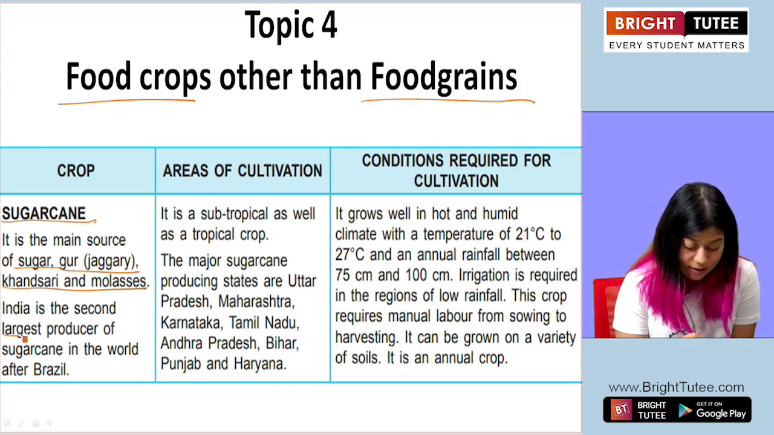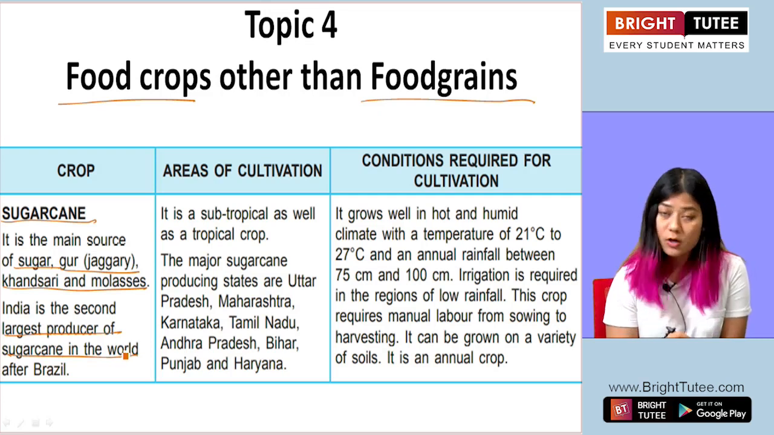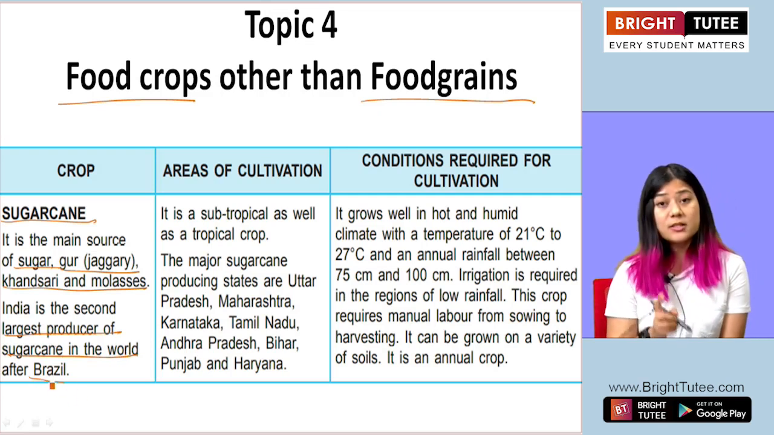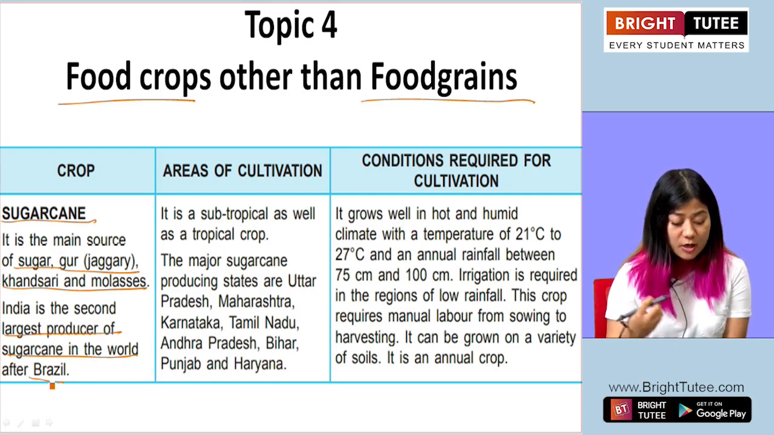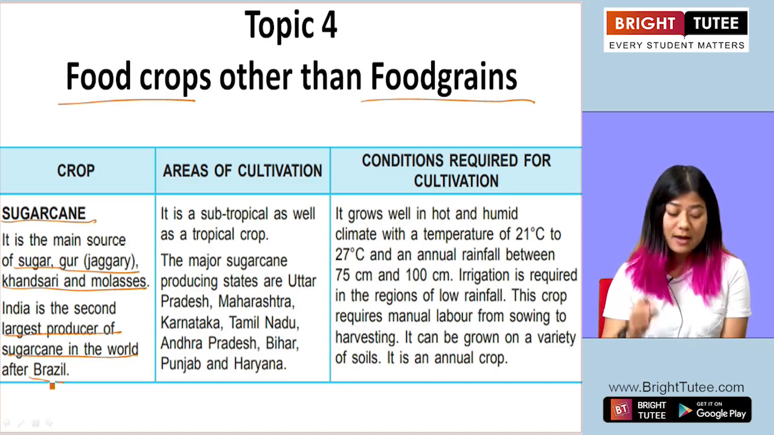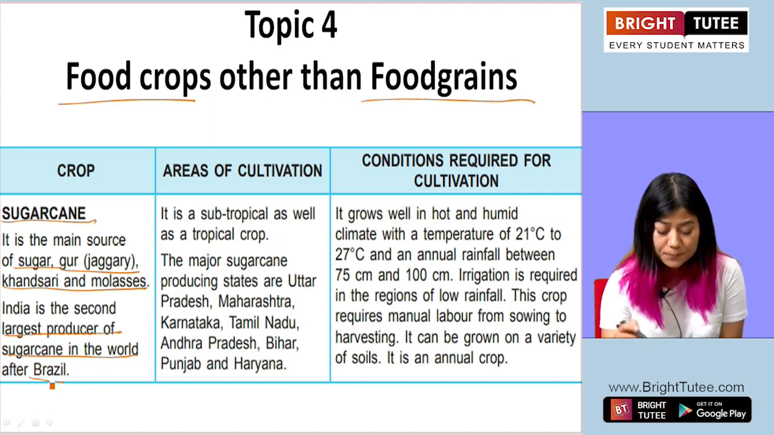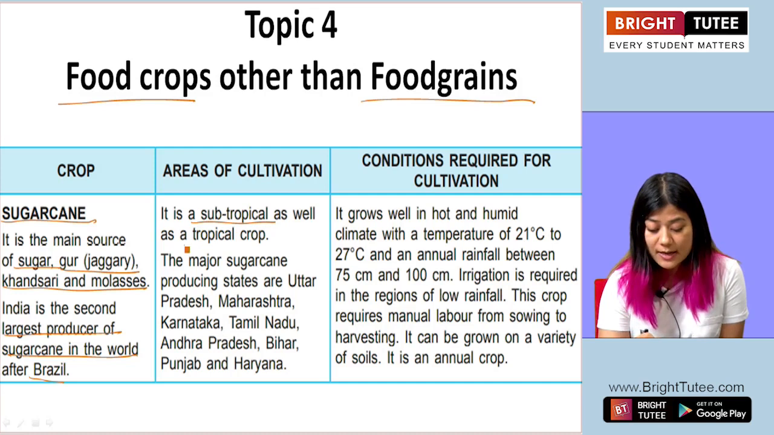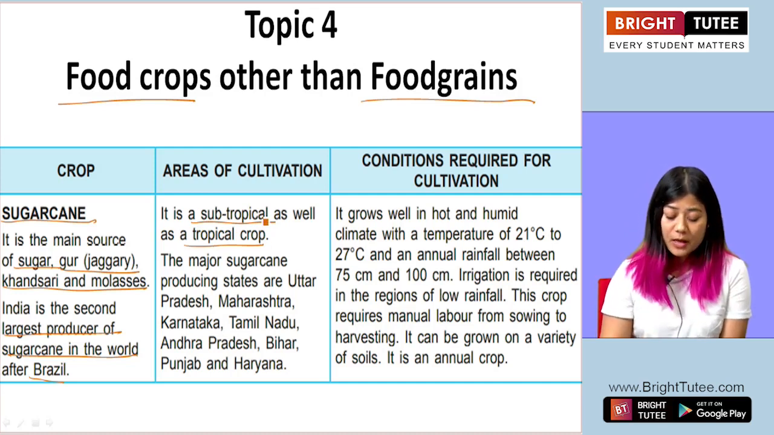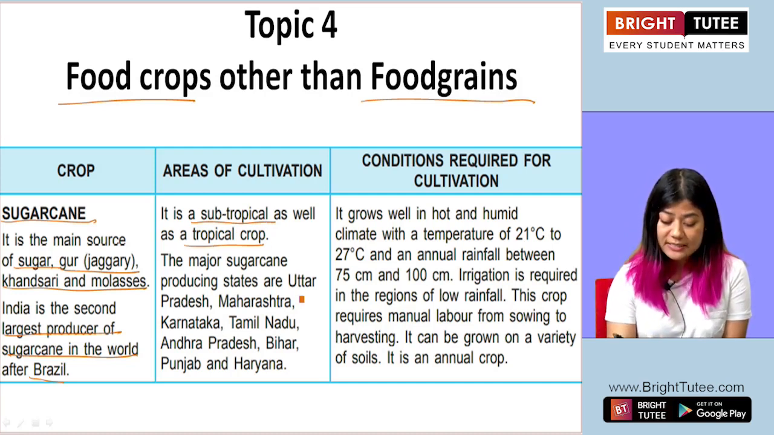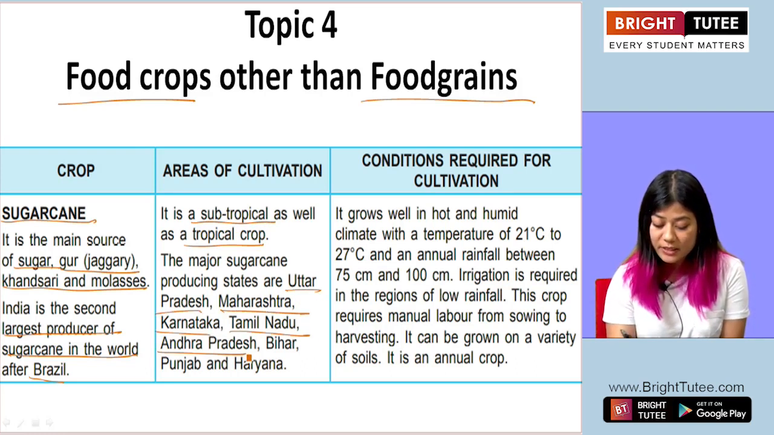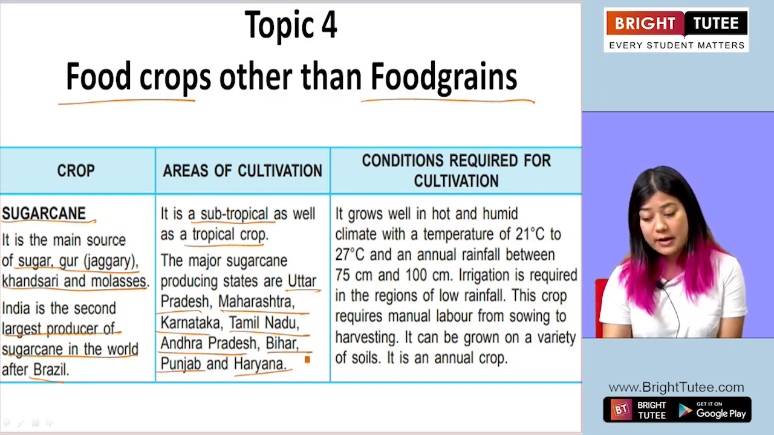India is the second largest producer of sugarcane in the world after Brazil. So Brazil is the country which has the largest production of sugarcane. After Brazil, India is the second largest producer of sugarcane. Now sugarcane is cultivated in subtropical as well as tropical areas. The major sugarcane producing states are Uttar Pradesh, Maharashtra, Karnataka, Tamil Nadu, Andhra Pradesh, Bihar, Punjab and Haryana.